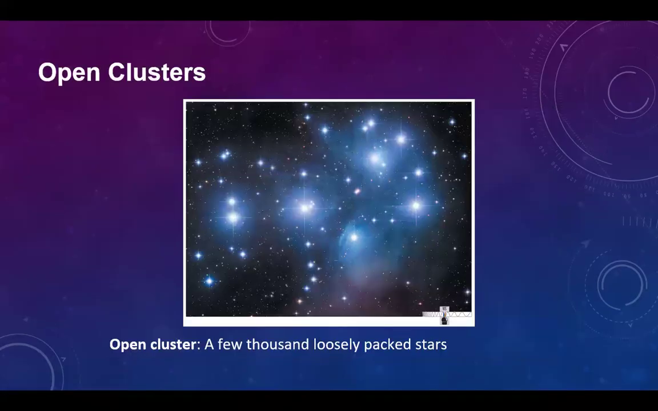So, stars come in two types of clusters. These are the two common types. There are open clusters, which are smaller. They have a few thousand loosely packed stars. They tend to have younger, brighter stars in them. They also tend to be in the disk of the galaxy, where there's more active star formation going on.